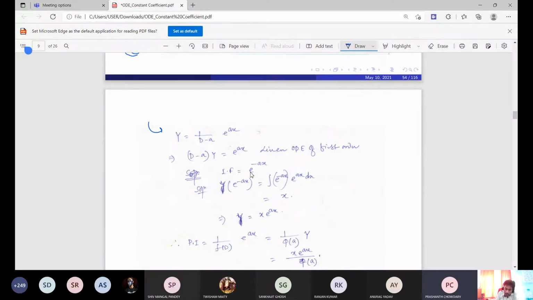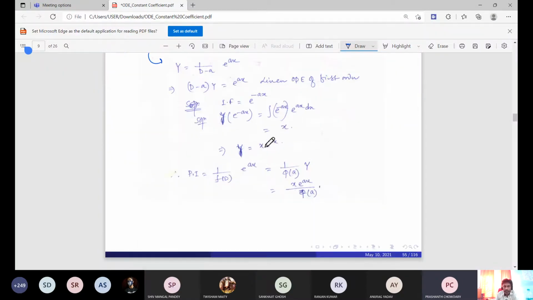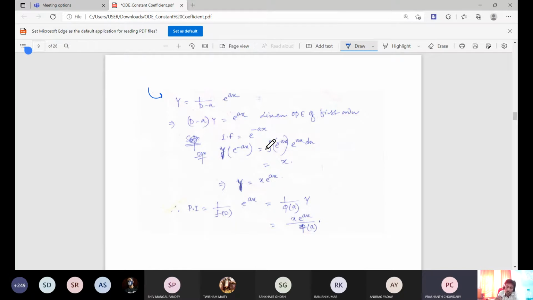So you have now Y = 1/(D − a) e^(ax). We have to find this value of Y. Let us try to form a differential equation out of this relation. You can simply say then, (D − a) operating on Y will be e^(ax). And it is a linear ordinary differential equation of first order. You can write it in this way also: dy/dx − ay = e^(ax). This is a linear differential equation of first order.